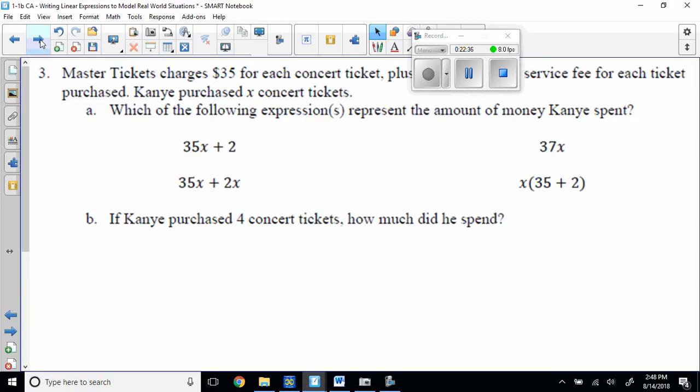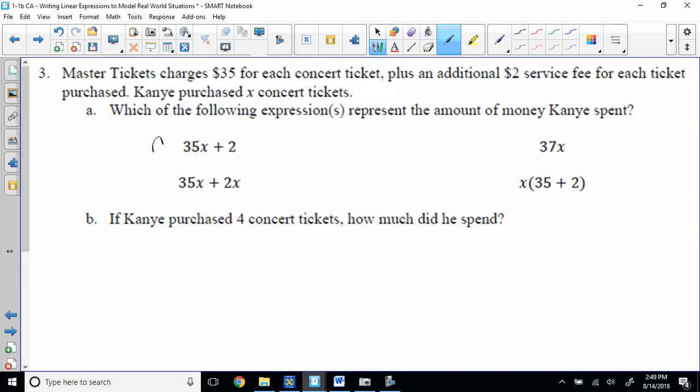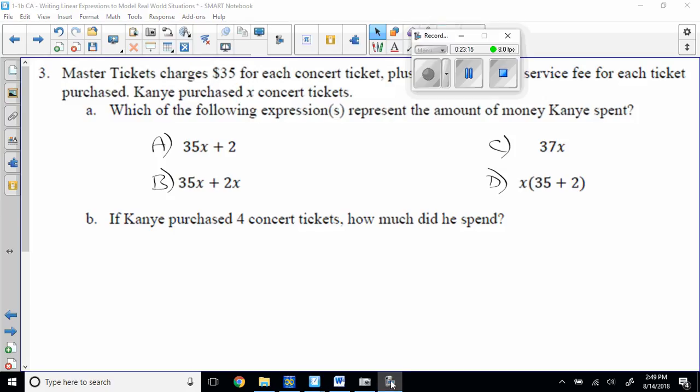Now, we have some more things. We have an opportunity right here. Master Ticket charges $35 for each concert ticket plus an additional $2 service fee for each ticket purchased. Kanye purchased x concert tickets. Which of the following expression or expressions represents the amount of money Kanye spent? So I'm going to ask you A, B, C, or what? You've got 30 seconds to discuss in your mind which one it is. Starting now.